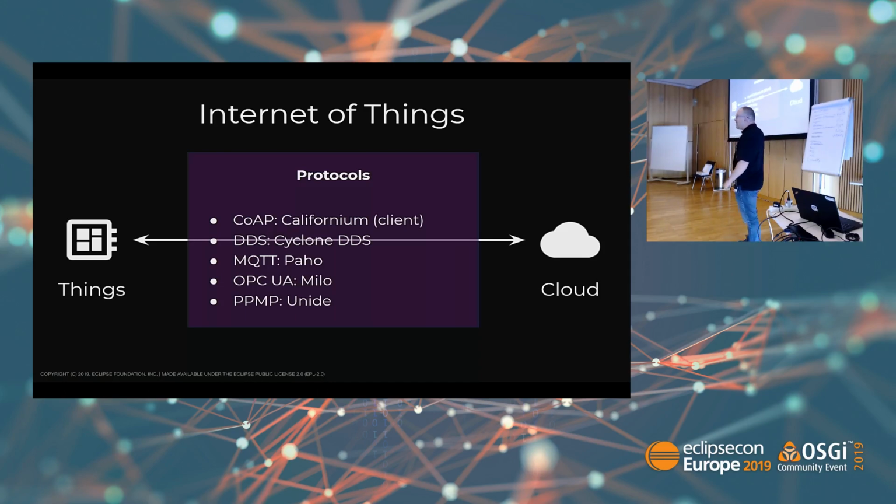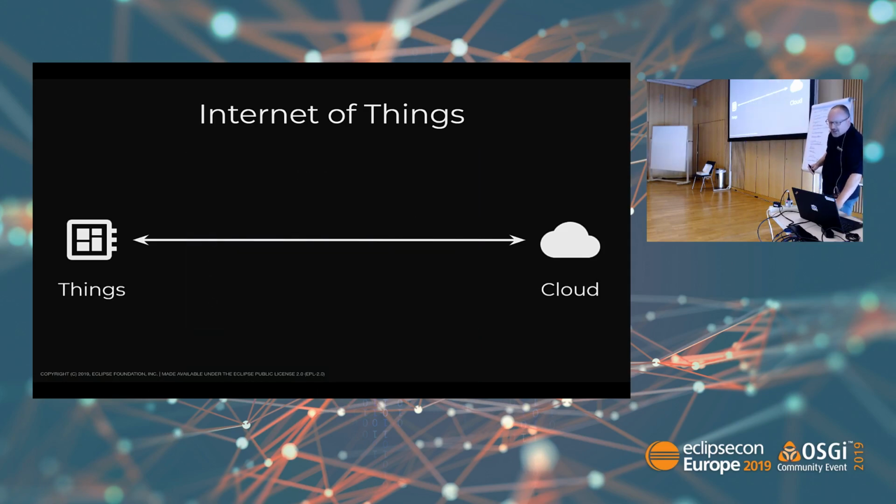And if you're asking me which one is the right one for my project, I don't know. I need to sit with you and talk at least half an hour to figure out what your use case is and what you're trying to do. But the great thing is, whatever protocol you actually need, we probably have an implementation for it, okay? And that's what's fantastic about Eclipse IoT. So, Paho, Milo, Unide, Cyclone, that's good, making progress. And not everything is always easy.